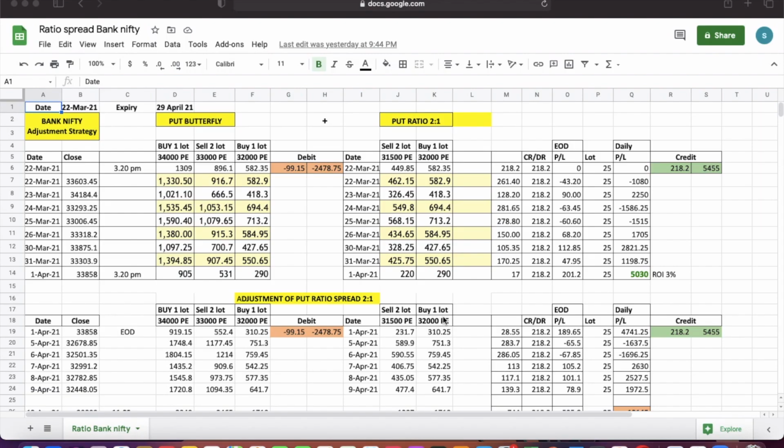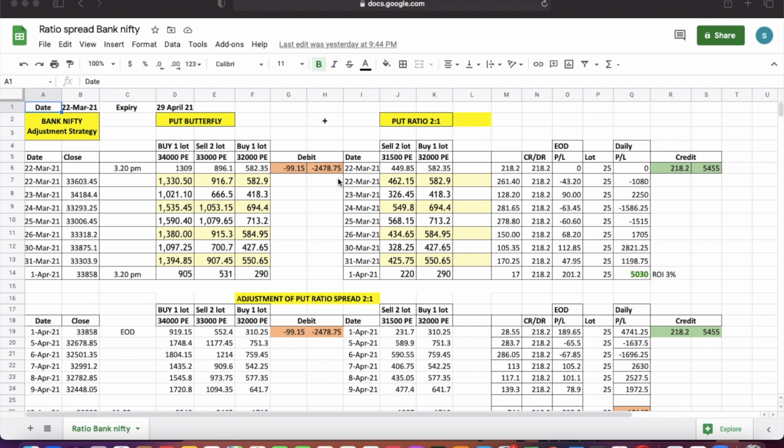You see from the Google sheet, trade is ratio spread in Bank Nifty. Our base trade is put butterfly of Bank Nifty. Date is 22nd March 2021. Expiry date is 29th April 2021. We created a put butterfly of Bank Nifty on 22nd March 2021 around 3:20 p.m. with buy one lot of 34,000 put option, sell two lots of 33,000 put option, buy one lot of 32,000 put option. This is a net debit trade of 99.15 or rupees 2,478.